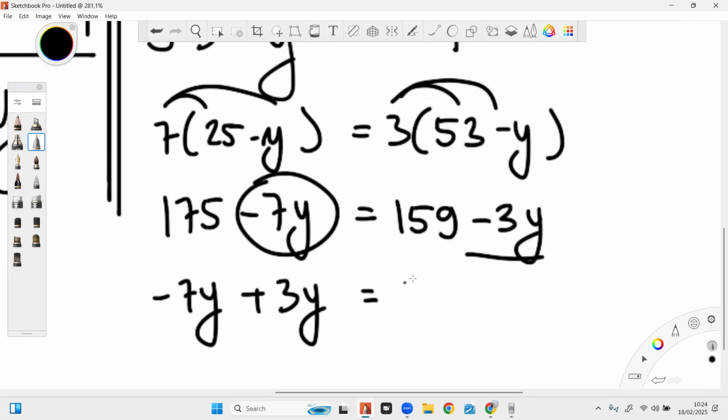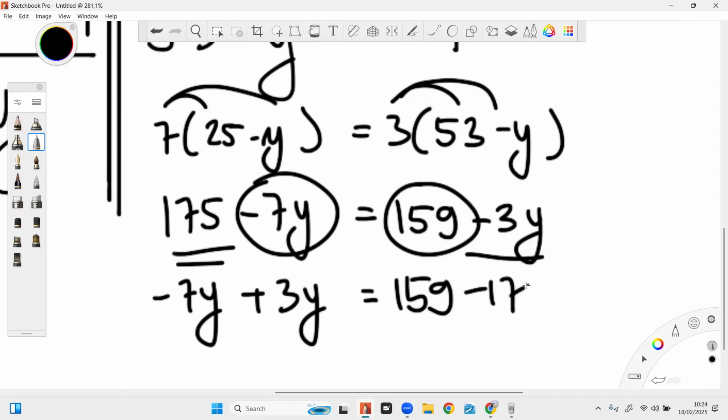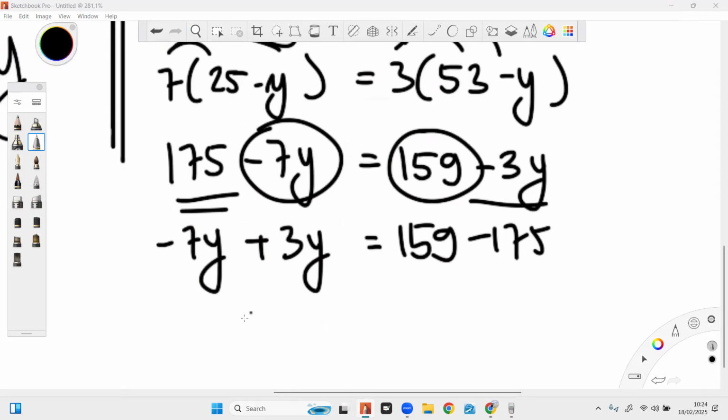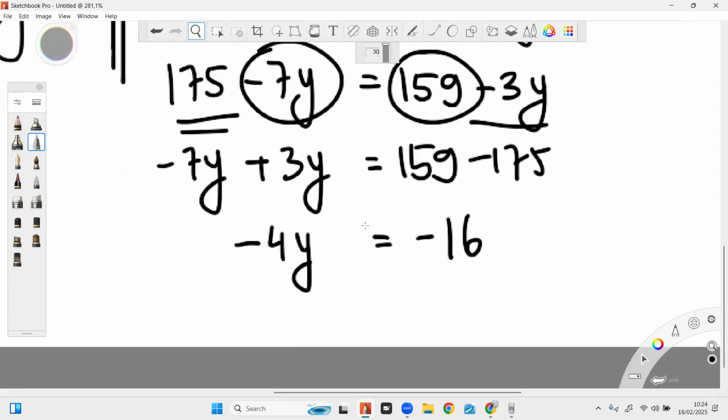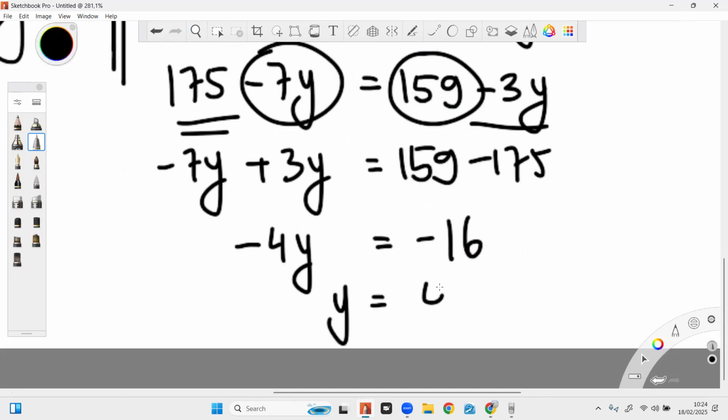Next. 159 stays. Okay, you do the rest. Yeah, it's not easy. Yeah, there you go. Negative 16. Right? So Y is 4.